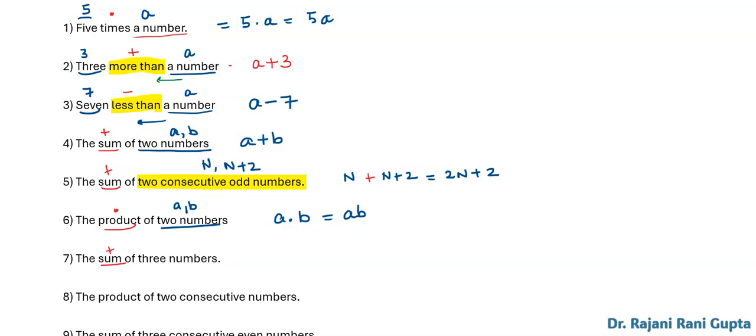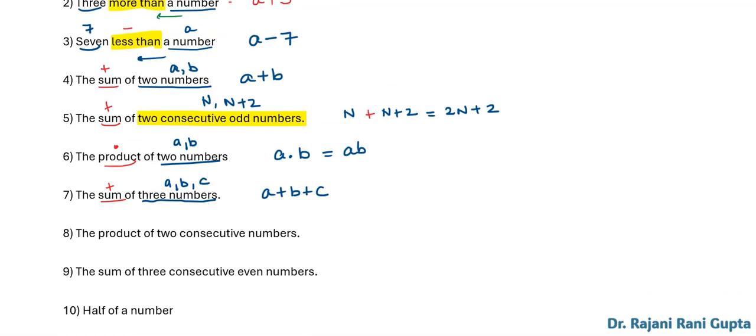Sum of three numbers. You need three numbers here. So A, B, C, three alphabets. Sum means you have to add all three numbers. So A plus B plus C. So see, can you understand what we are doing here? First we are reading the statement, then we are checking what is required, and then we are working on it.